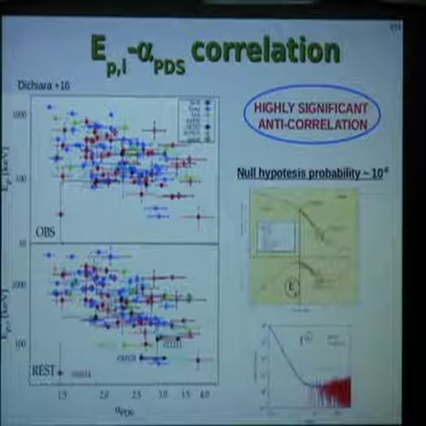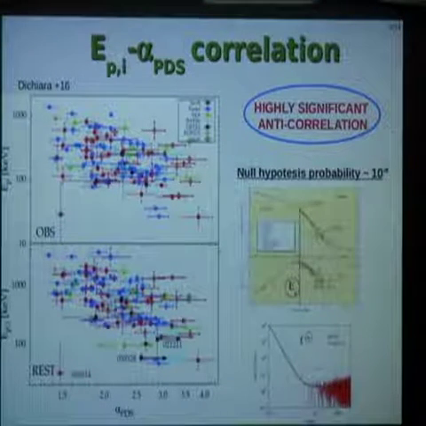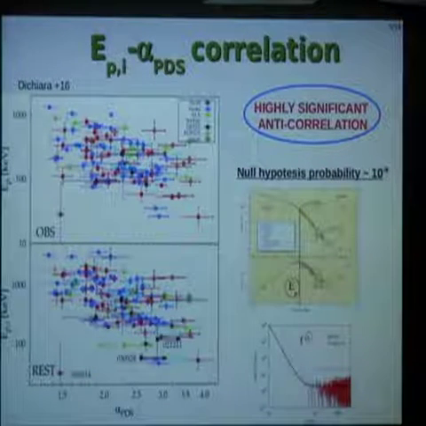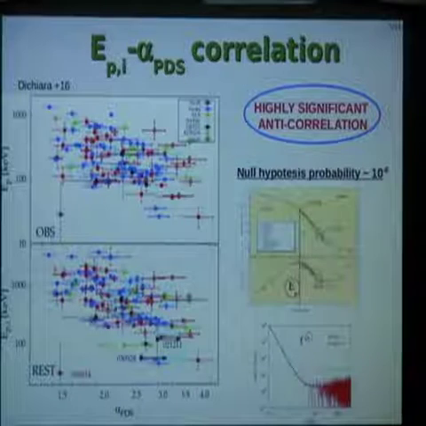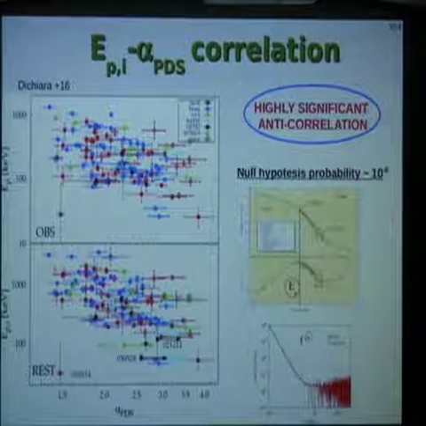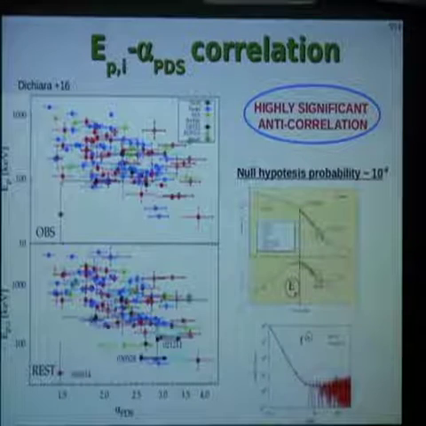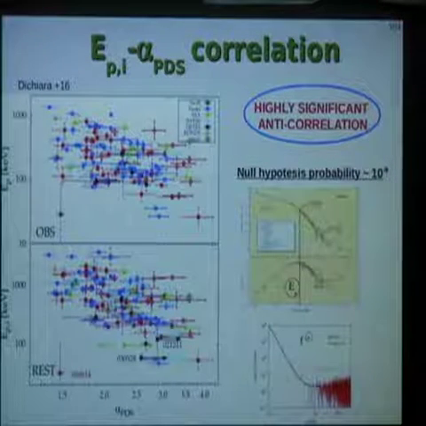Essentially, this result is telling us that the higher the value of the peak energy, the shorter will be the time scale of variability in the light curve. You will have variability up to very short time scale.